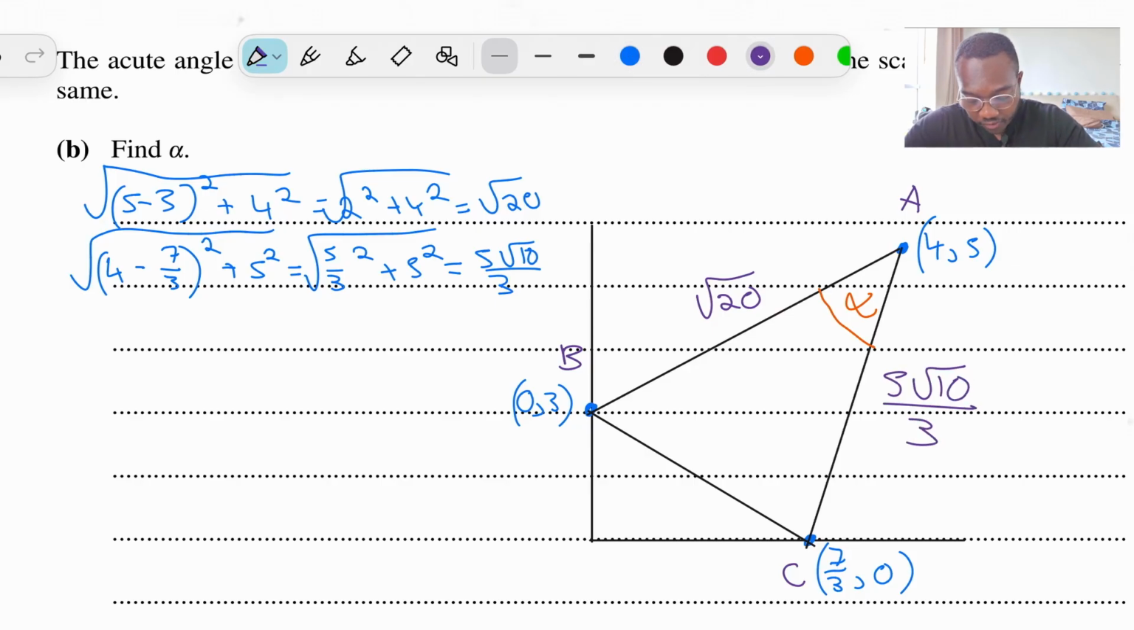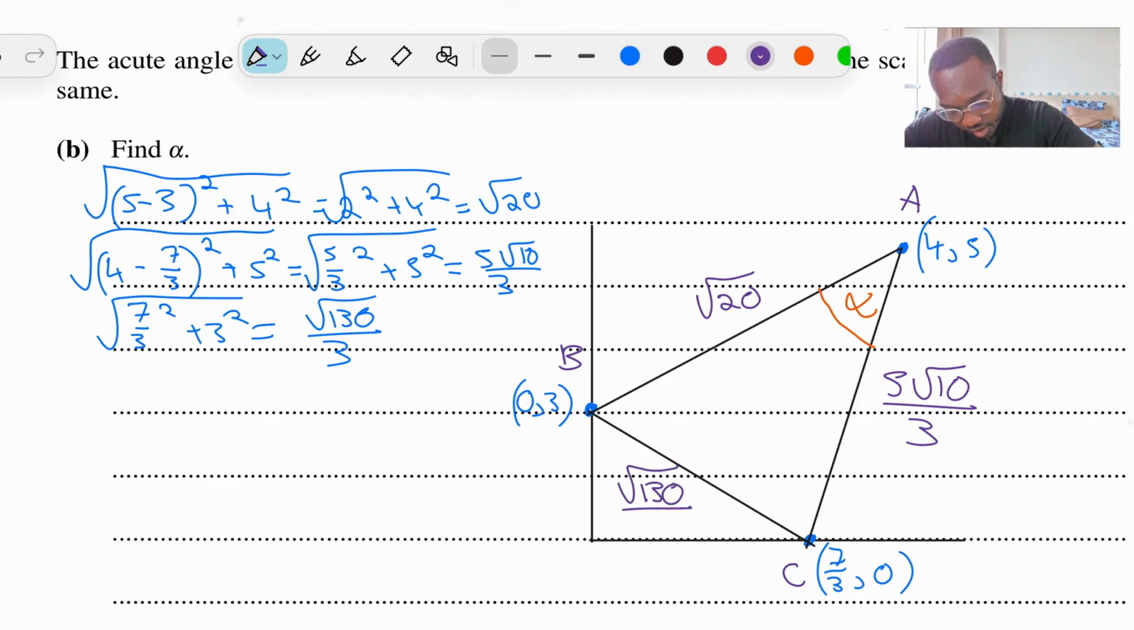And then just do the same thing for the B and C line. This one would be a nice one, in the sense it would just be 7 over 3 squared, and then plus 3 squared. If you work all of that out, you get the square root of 130 over 3. So we know that this line is square root of 130 over 3. We've worked out all the lengths now.